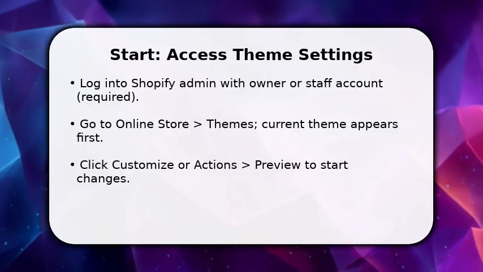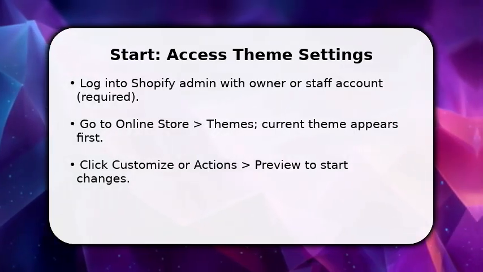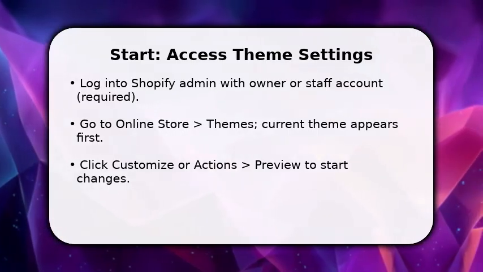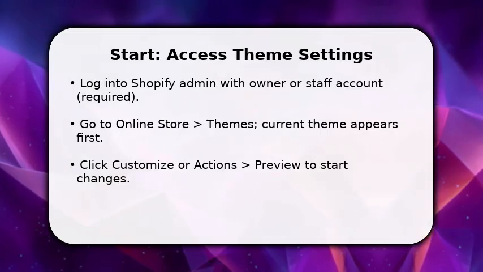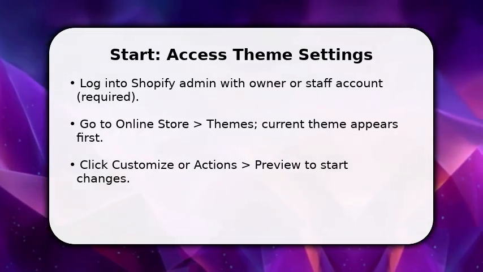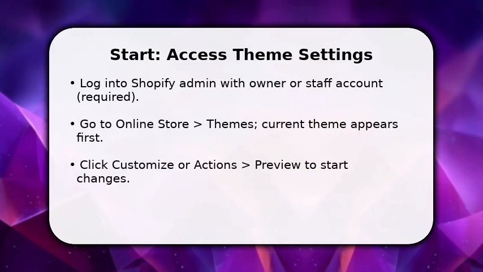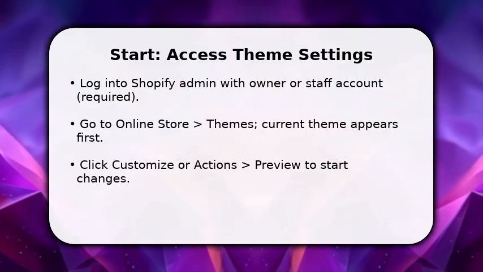You're logged in and at Online Store Themes. Now begin by locating the theme you want to change. Click Customize to open the theme editor so you can see live sections. Once done, use actions to duplicate the theme first. This protects your live store. Make sure to name the duplicate clearly so you can revert. This first step prevents accidental downtime and lets you experiment without affecting customers.